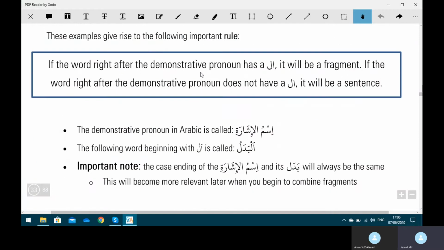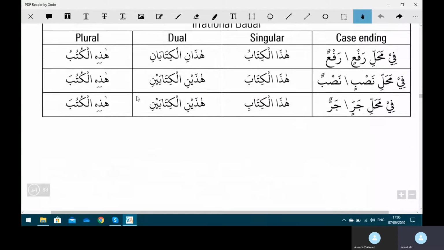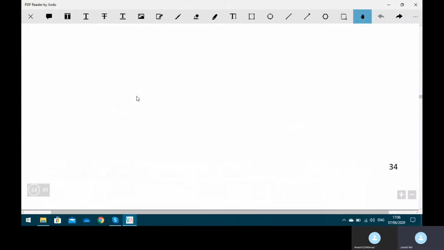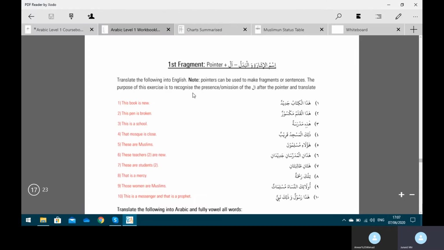Okay, and the rule is here. If the word right after the demonstrative pronoun has alif lam, it will be a fragment. If the word right after the demonstrative pronoun does not have alif lam, it will be a sentence. And we talked about that last week in detail. And these are examples of that. And that's what I'm going to do now.